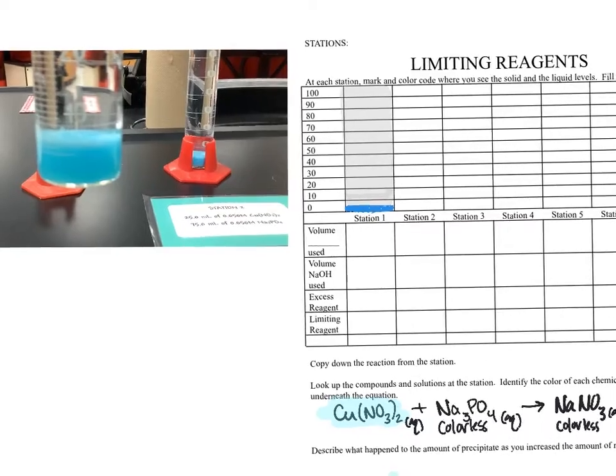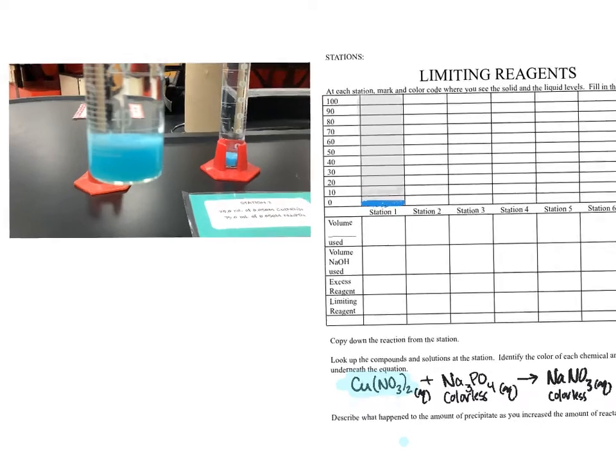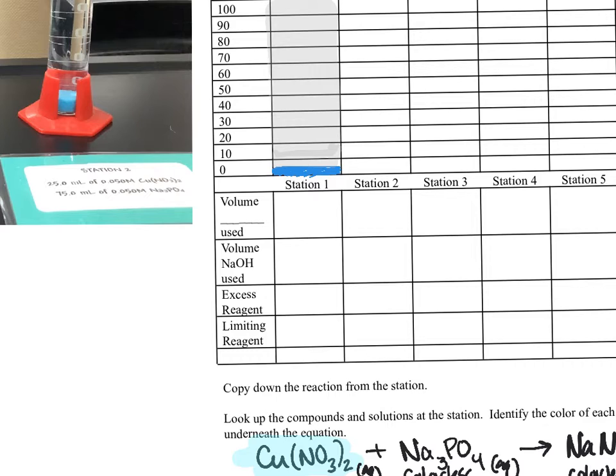For our volume, we have right here our copper(II) nitrate, Cu(NO3)2, and here it said that we used 10 milliliters. And then we had our sodium phosphate, Na3PO4, and we had 90 milliliters there.